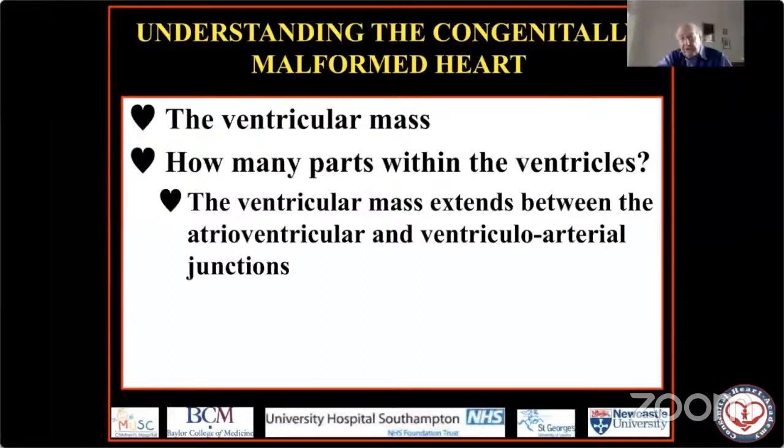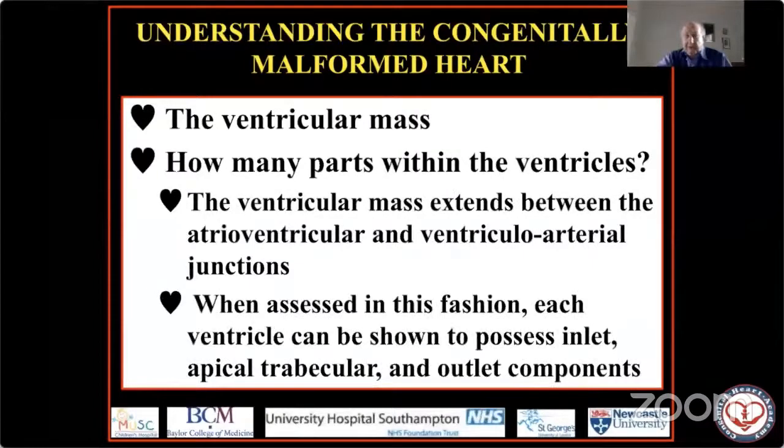But how we define the ventricles also depends on their extent. So from the outset, we've taken the stance that the ventricular mass extends between the atrioventricular and the ventricular arterial junctions, and they are clear-cut anatomical boundaries.